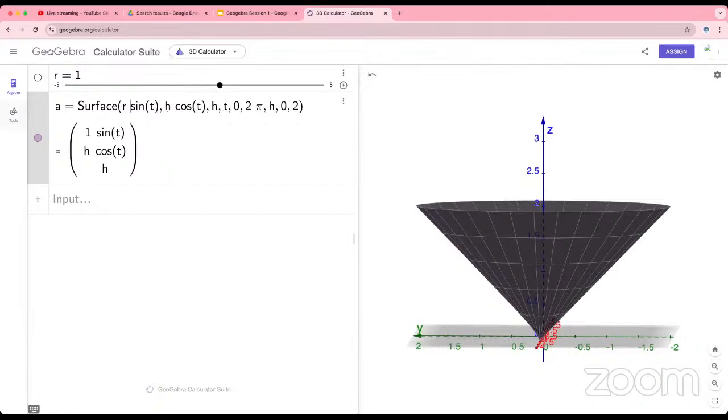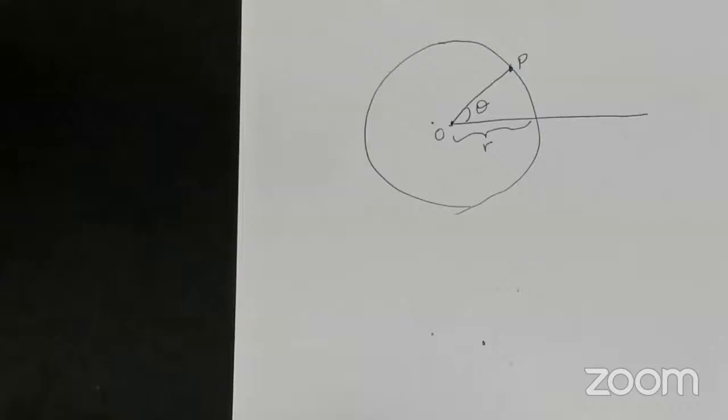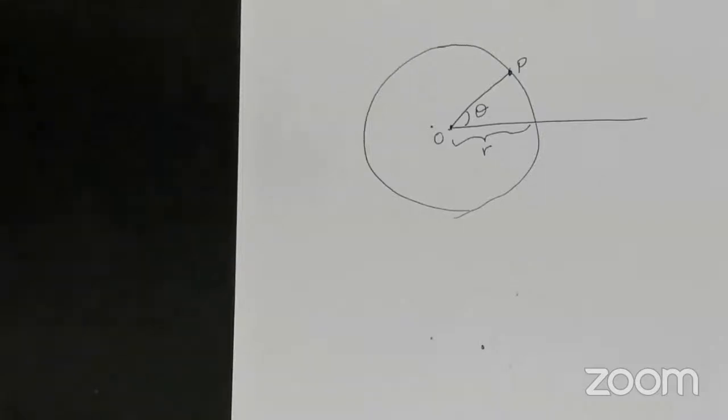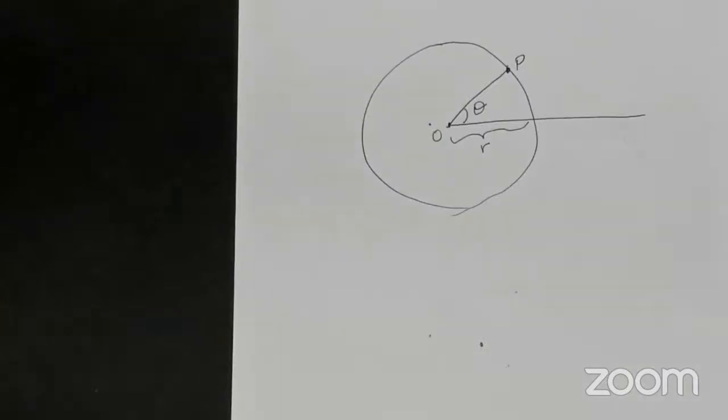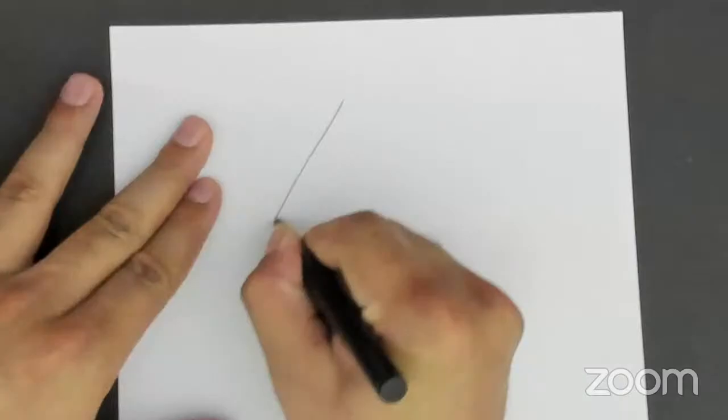Sure. Let me once again try to take you to the overhead camera and let's try to see what we are trying to understand here. So let's say, for example, this is the side view of a cone. All right. So how can this cone be defined?